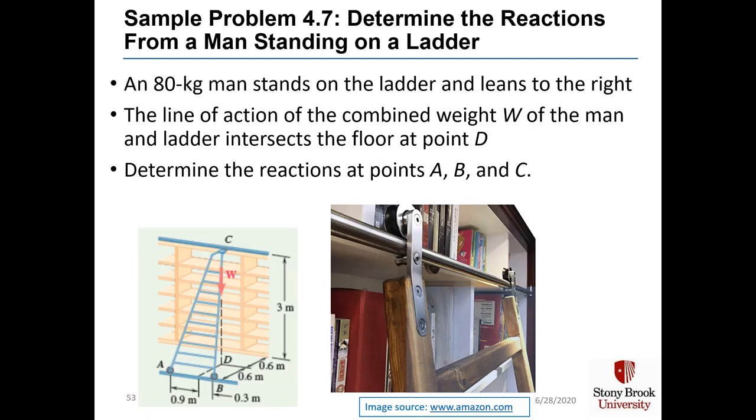An 80 kilogram man stands on the ladder and leans to the right. He better not lean too far, or else he won't be on the ladder anymore. The line of action of the combined weight W of the man and the ladder intersects the floor at point D. Point D is not directly below point C. Point D is 0.9 meters to the right along the x-axis of point A, while point C is 0.6 meters along the x-axis to the right of point A. We'll determine the reactions at points A, B, and C in this exercise.